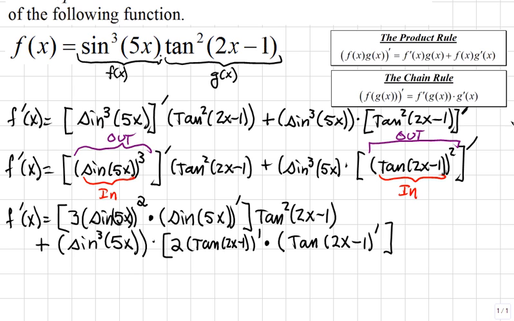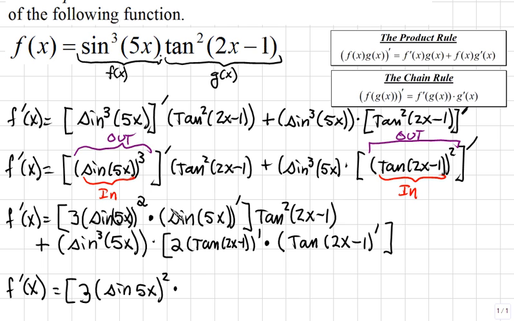Next, for our next stage, we'll find the derivative of sine of 5x and the derivative of tangent of 2x minus 1. So f prime of x now becomes, without simplifying at all, the quantity of 3 times sine of 5x being squared times. To find the derivative of sine of 5x, again, we'll need to use the chain rule.